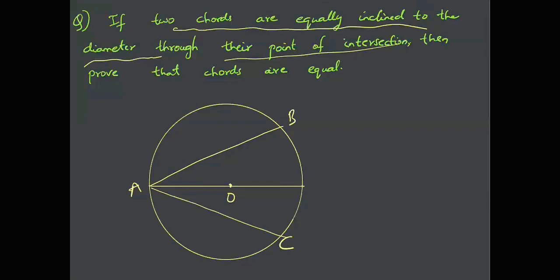Now, what is the inclination between this chord and the diameter? That is nothing but this angle BAO. That is the inclination. And what is the inclination between AC and diameter? This one, angle OAC. Now it is given that the two chords are equally inclined to the diameter. It means angle BAO is equal to angle OAC. So then it means that these two chords AB and AC are equally inclined to the diameter. Fine, this is the meaning of the question. Now do it.